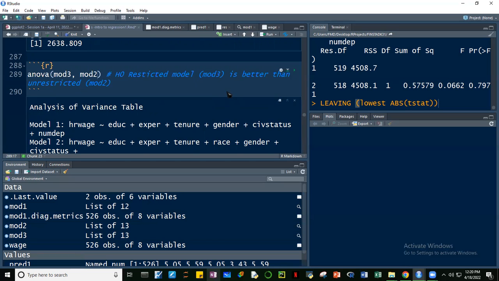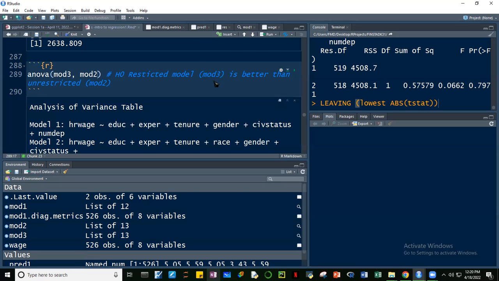The restricted model, which is the one with 6 independent variables, is better than the unrestricted, the one with 7 independent variables. Here, we fail to reject that. Ibig sabihin, hindi natin ma-reject na si 6 independent variables is better than 7 independent variables. We fail to reject them.